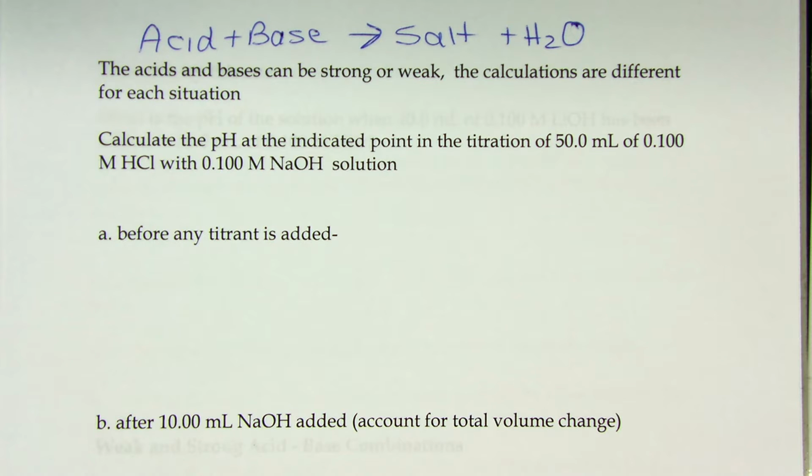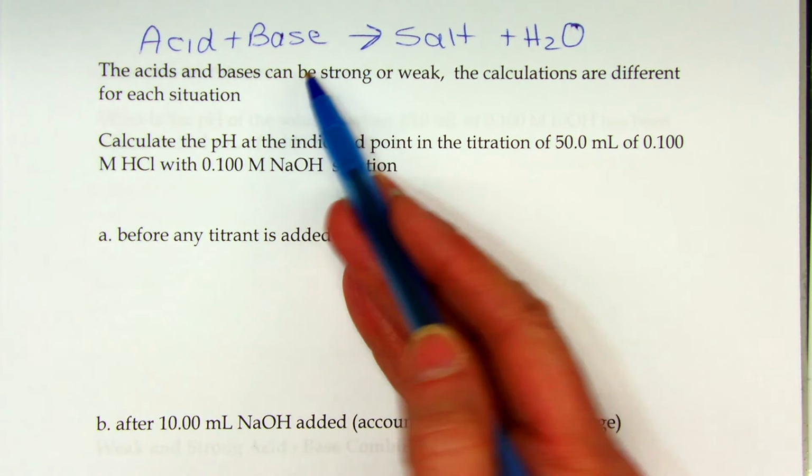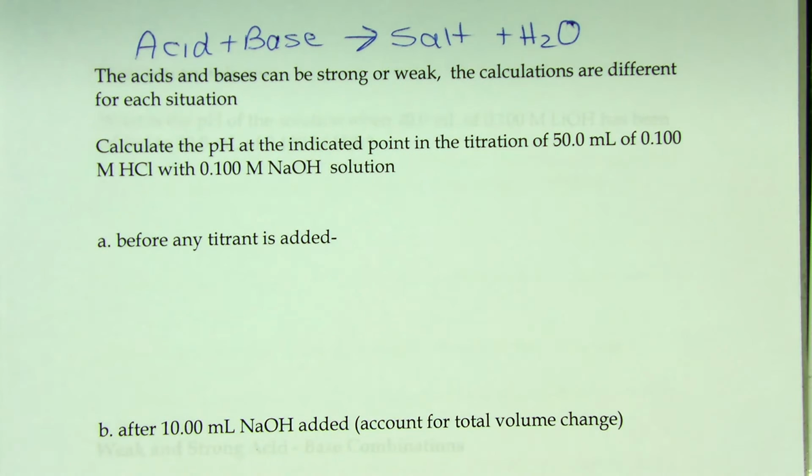So, the acids and bases can be strong or weak. And when we combine them, then we get different mathematical calculations for each one. So, we'll start with the easiest. The easiest is strong acid, strong base. Because when you have a strong acid and a strong base, the salt usually contains some kind of metal cation that doesn't affect pH, and then it contains the conjugate base of a strong acid which doesn't affect the pH. So when you're at the equivalence point, the pH is 7.